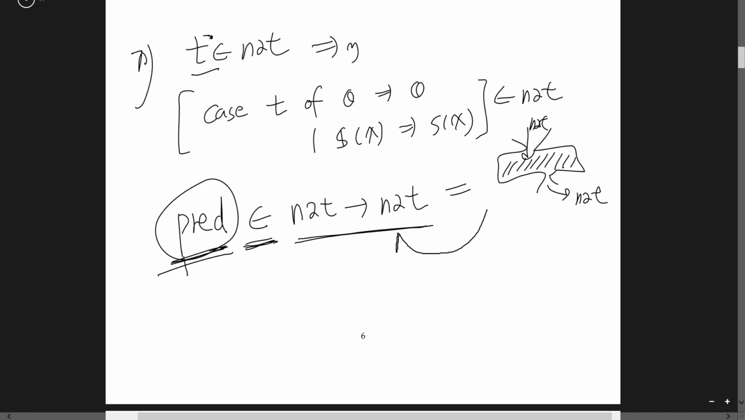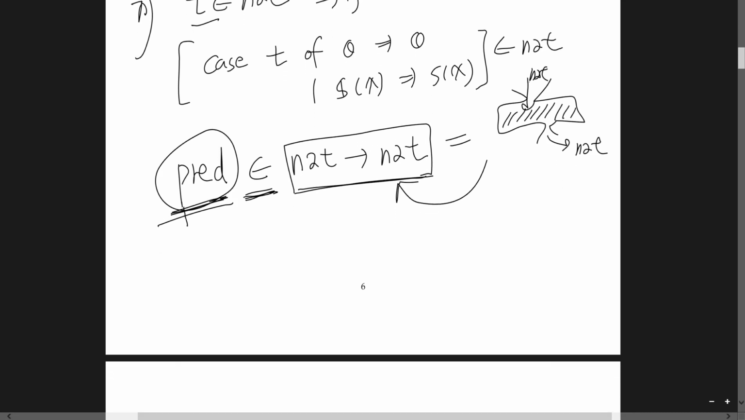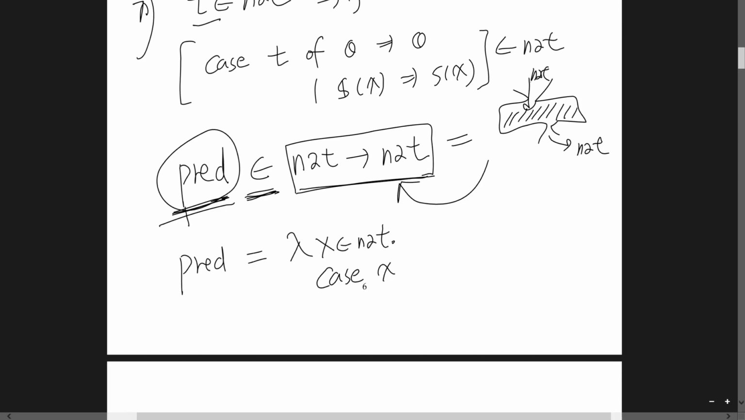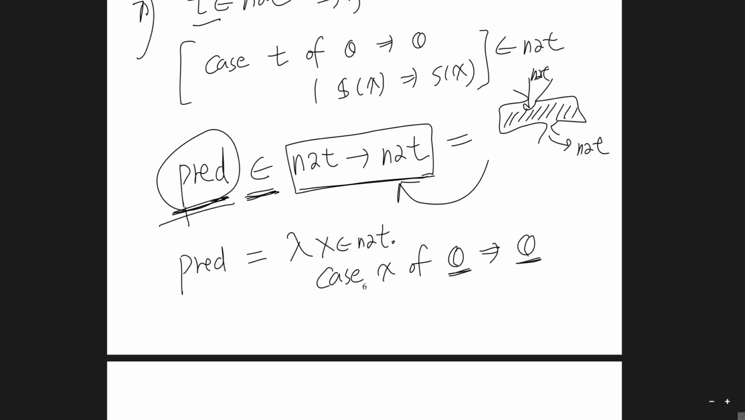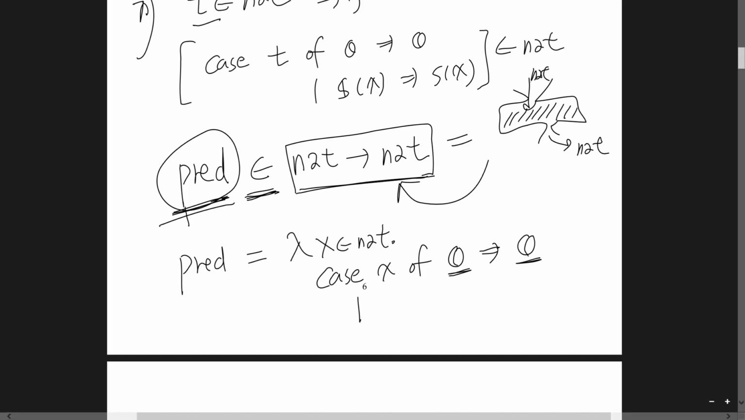So it has this data type nat arrow nat. Let's define this predecessor function. It starts with: give me a natural number x, and then I'm going to perform case analysis. If it is 0, then we return 0, where we assume that the predecessor of 0 is also 0 because there's no other natural number before 0. And if this is a successor of y, then we return y.